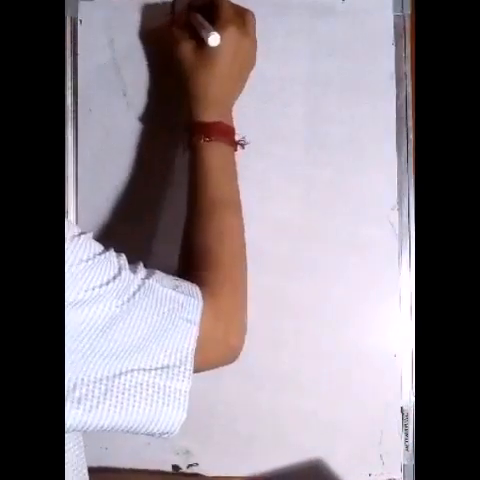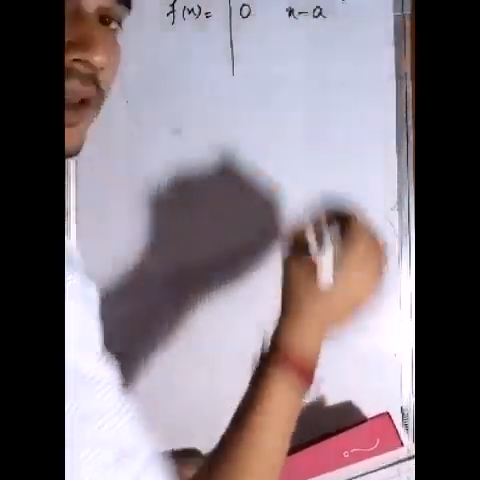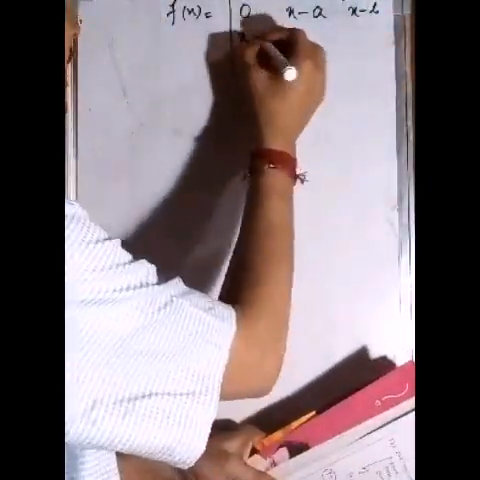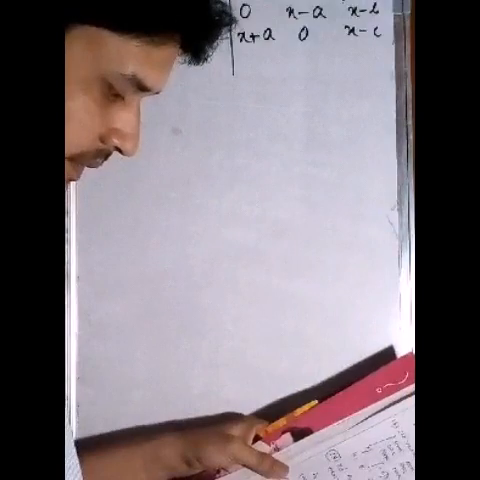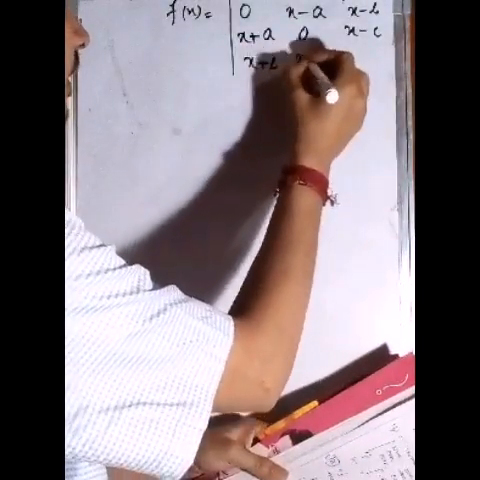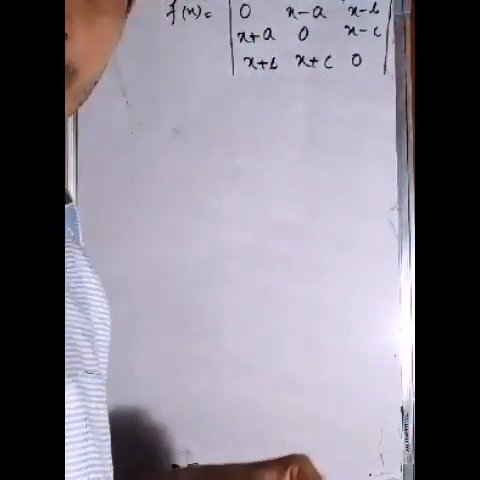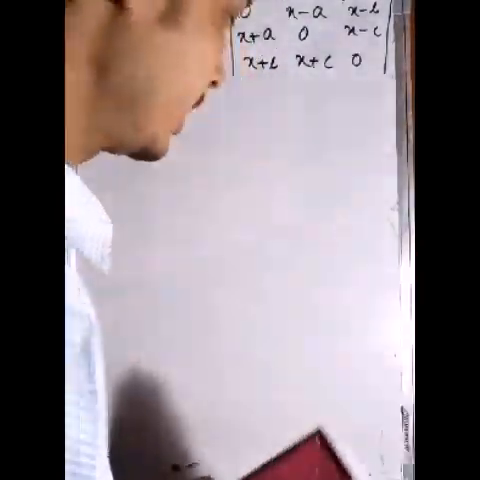So the next question is, those who are writing can write: if f(x) equals the determinant. So we have f(x) equals the determinant with rows 0, x minus a, x minus b; then x plus a, 0, x minus c; then x plus b, x plus c, 0. This is the given f(x). See the different type. Now what is the question? Then options are given.